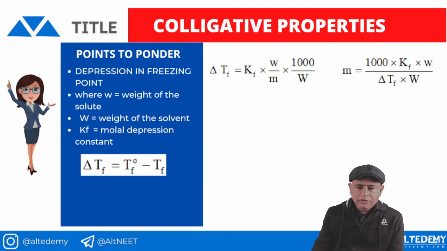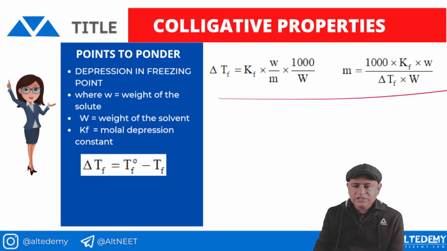Okay. We have given this symbolization as delta TF equals Kf into w upon M into 1000 upon W, or it is expressed like this. Correct? Okay.